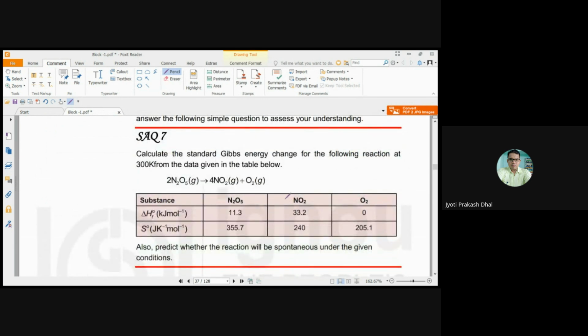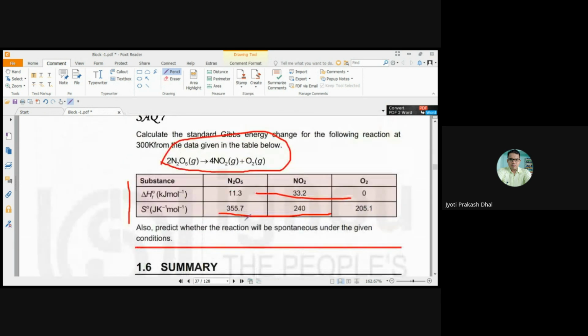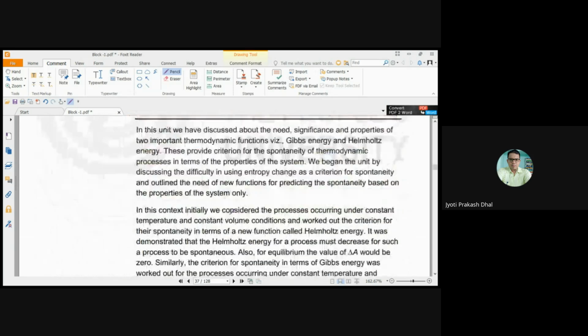And this is another question. So these questions can be solved using similar methods. In this question, the enthalpy of formation of the reactants and products are given, and similarly the entropy of the reactants and products are given. You can solve the questions in the similar way.